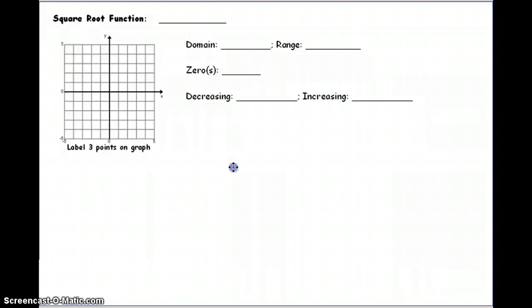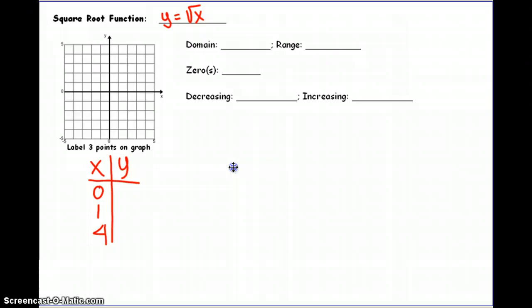So we're on the last page of parent graphs. The fourth one we're going to talk about for parent graphs is the square root function. And the equation for the parent graph is y equals the square root of x. And again, we're going to pick 3 points to plug in for x so we can plot them on our graph.